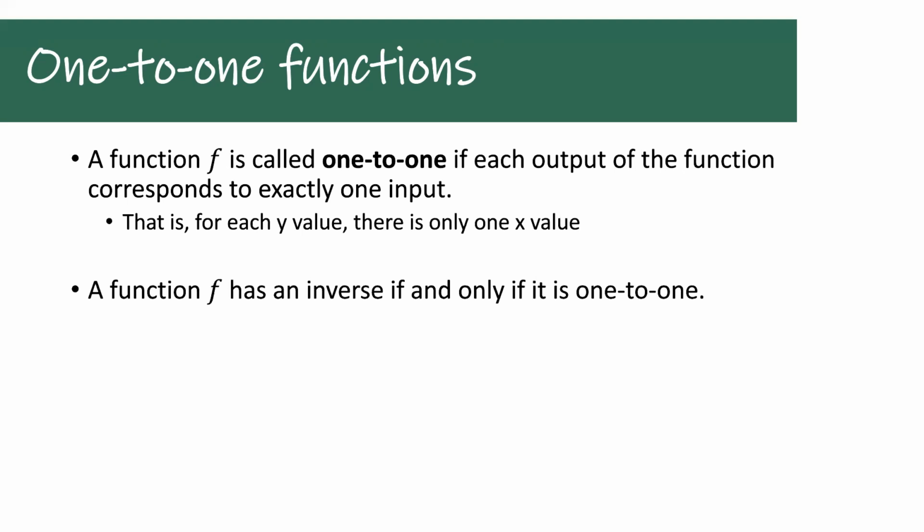We know that a function, f, has an inverse if and only if it is one-to-one. So that means that if and only if means it goes both ways. So if it's one-to-one, we know that it has an inverse. And if it has an inverse, we also know that it's one-to-one.